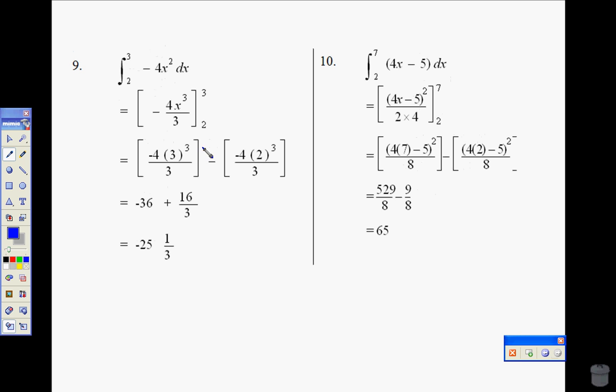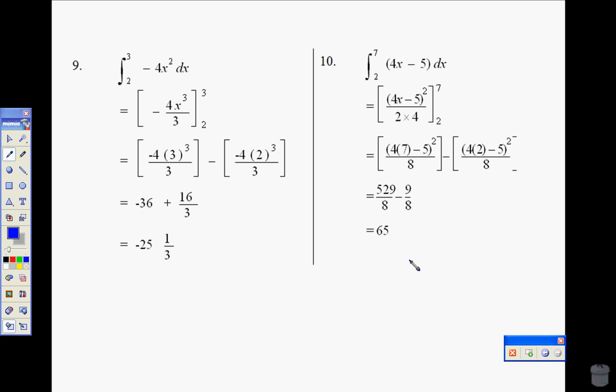4 minus 4x squared integrates to minus 4x cubed over 3. Between 2 and 3, we sub 3 in, we sub 2 in, and we're looking at all the positives and negatives, so be really careful. It gives us that negative value there.